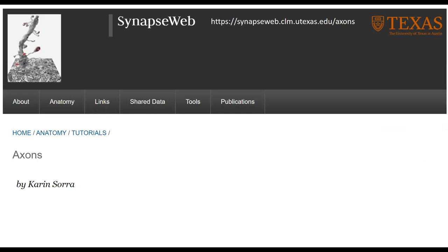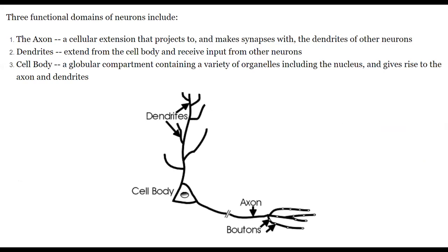Okay, let's go to the University of Texas Synapse Web. I'm sure everyone is familiar with this. No, I'm sorry, I'm sure no one is familiar with this website. All right, here we go. Axon, dendrite, cell body, and look at the boutons. See, these are the synapses.